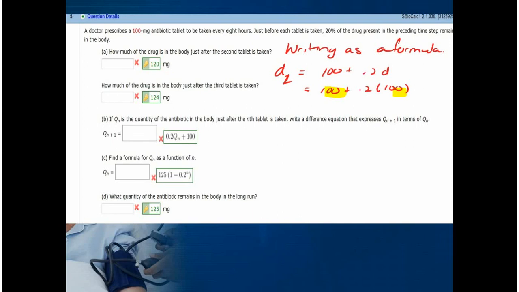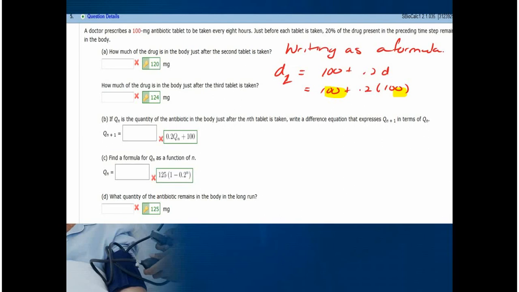Now the next one, they wanted you to write it as a formula. They want an answer. And here's how you do this. You symbolically start to recurse, if that's a verb, on its own. So D2 was 100 plus 0.2 times 100, but this time I'm not going to actually crank out the value. I'm going to leave it as a variable.